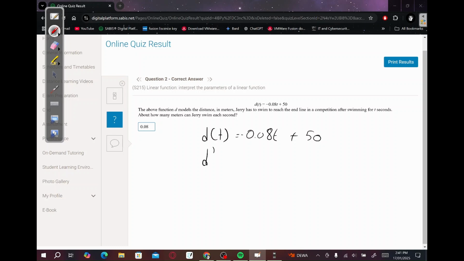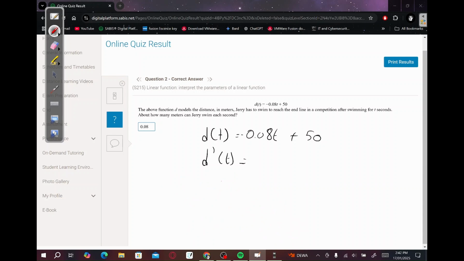So d prime of t is equal to, let's derive this. If you know the derivative rule, let me write it down. Sorry, let me just rearrange this. Let me make it neater. If y equals x to the n, then dy by dx is equal to n times x to the power of n minus 1. This is the derivative rule. Okay, now that we know that, we just apply the derivative.